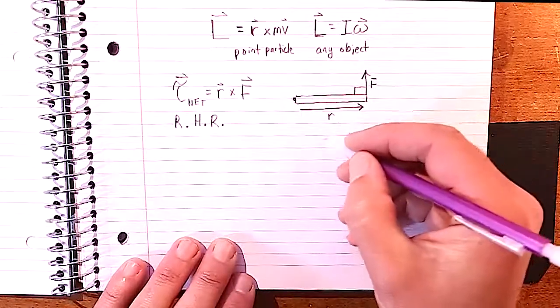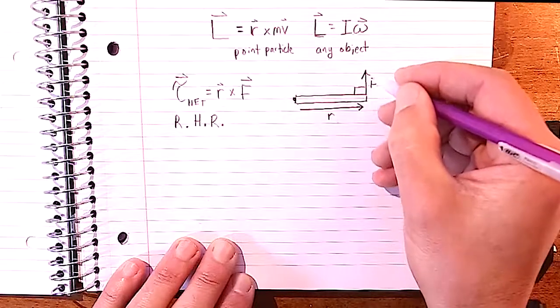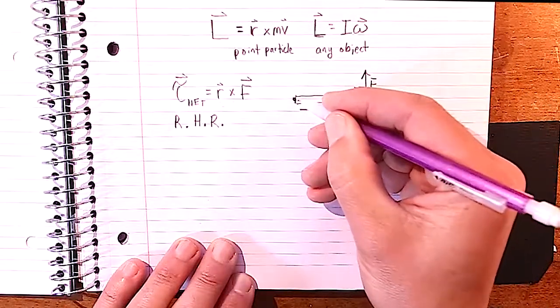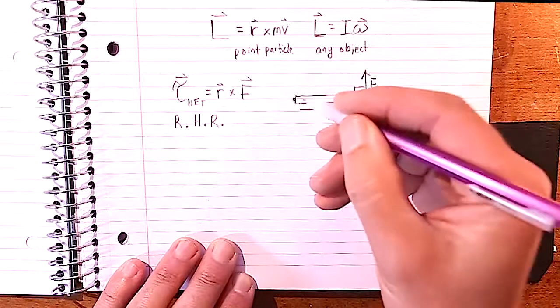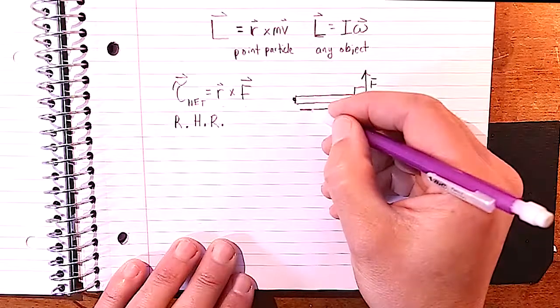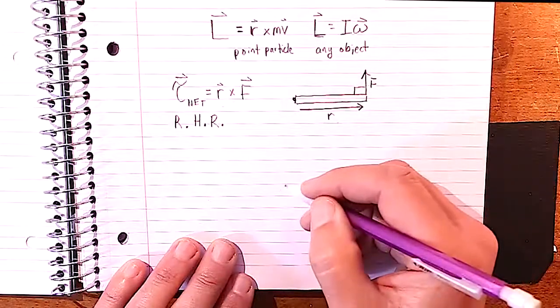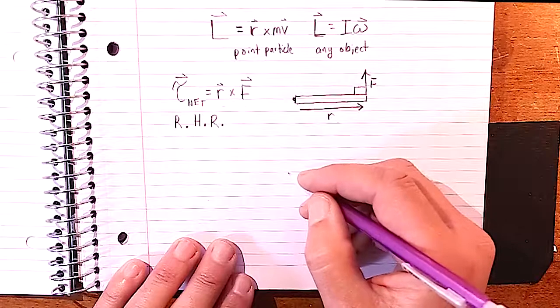So if we have a radius going this way and we curl or bend our fingers this way, our thumb points out towards us out of the page. So that would be the direction of the torque. And that's according to the right-hand rule. And I'll do a couple of examples of that on the next page.